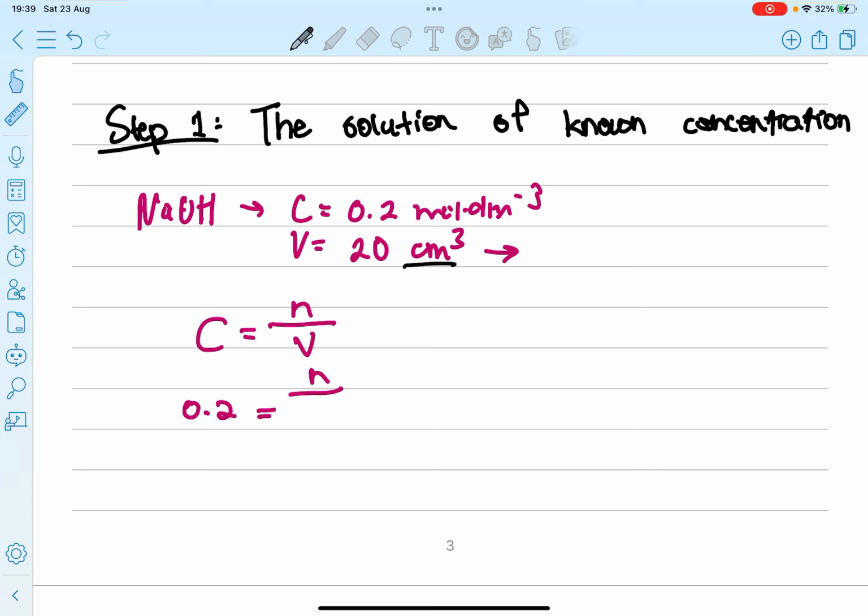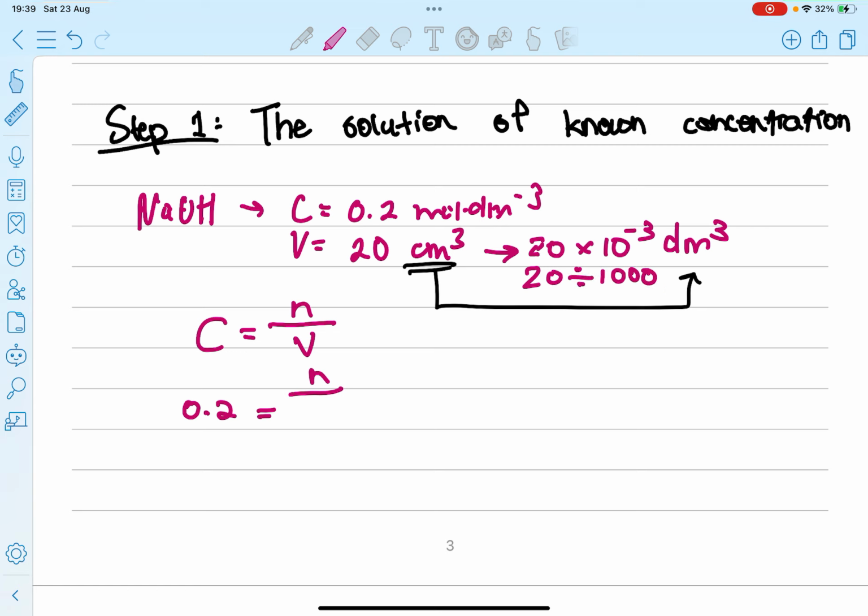Guys, emphasis on the fact that you need to convert your volume from cubic centimeters to cubic decimeters. And to do that, you have to multiply by 10 to the power of negative 3. So 20 times 10 to the power of negative 3. Or you just divide by 1,000. But your volume always needs to be in cubic decimeters, right? So here you have to put 20 times 10 to the power of negative 3, because that is in cubic decimeters. Then you go on and you can calculate here and you can find out what answer you're going to get.